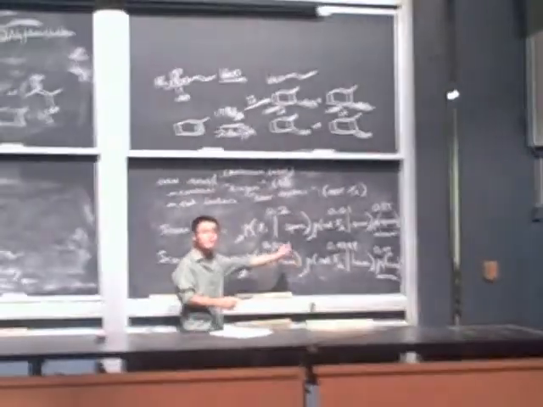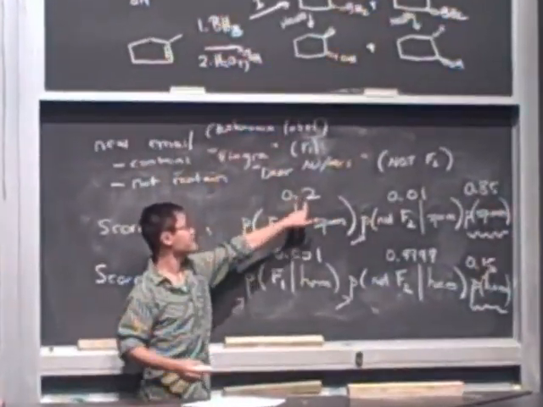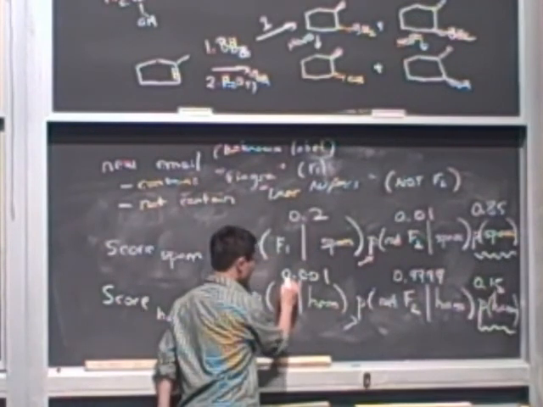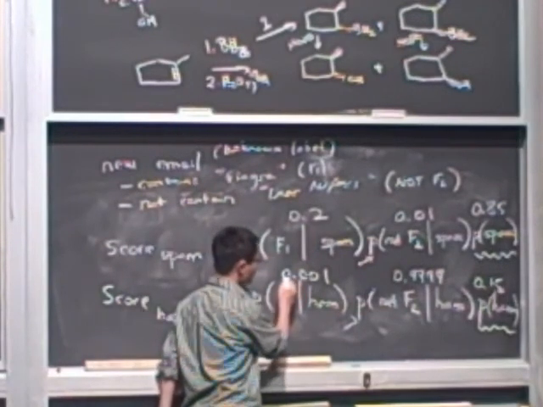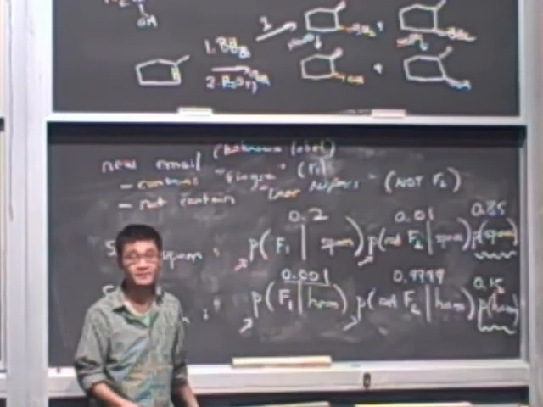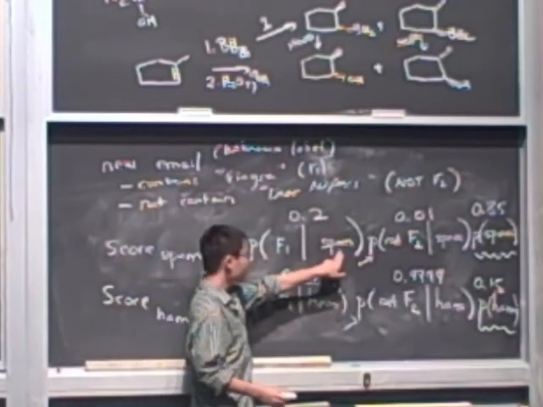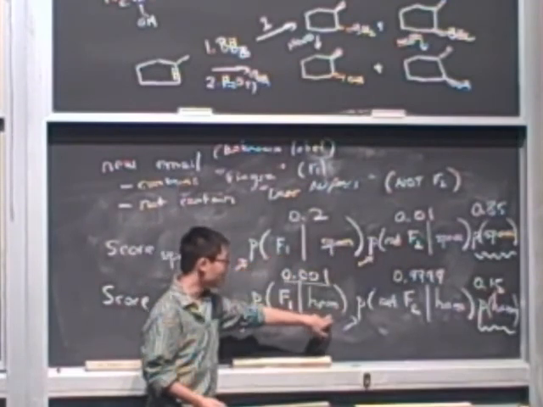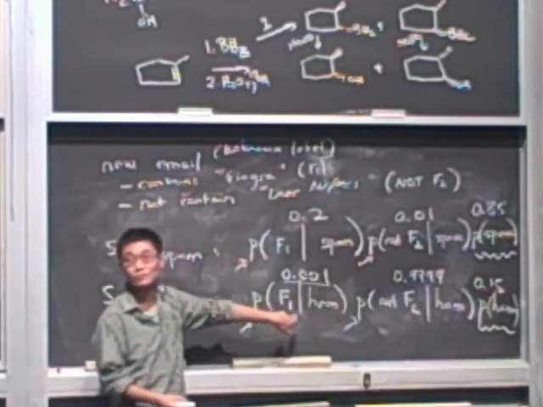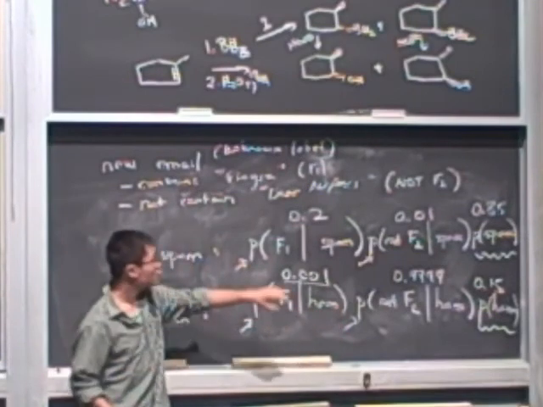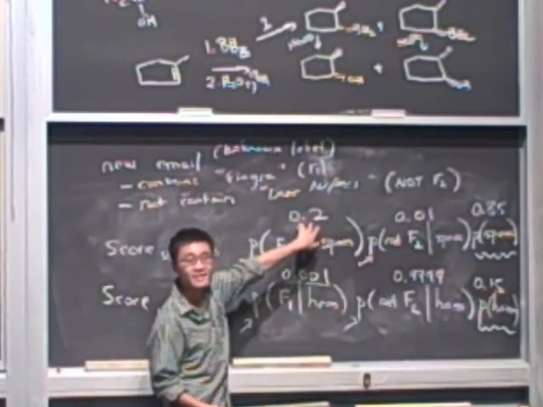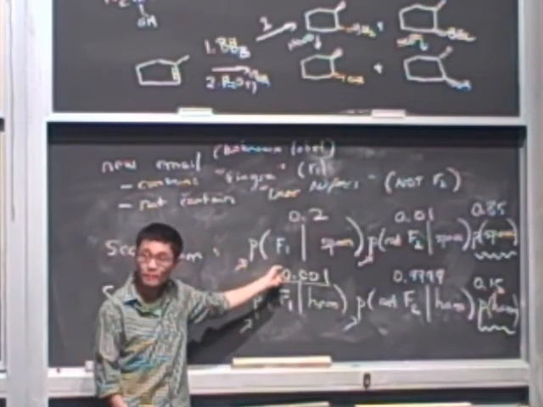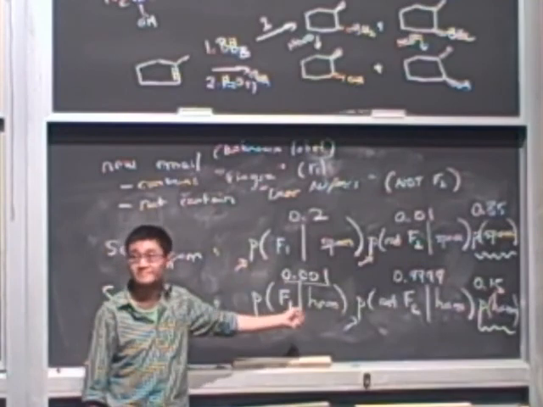One observation you should make is, if you look at this score, this 0.2 seems pretty low. But the corresponding score for ham is much, much lower. Even though very few of your spams have the word Viagra, much, much fewer of your hams have the word Viagra. So you should not consider the magnitude of this number by itself, but rather compare it with its corresponding value for the other label.